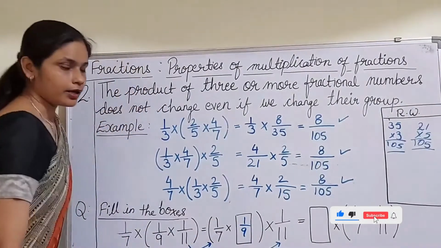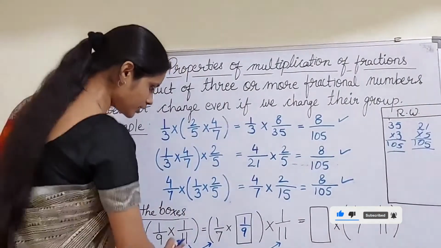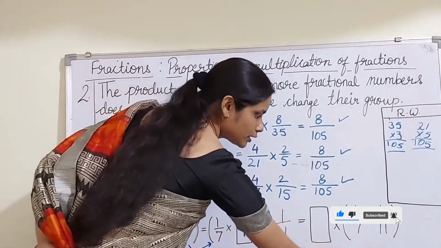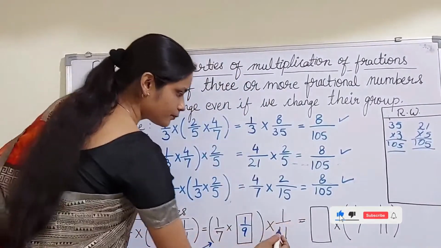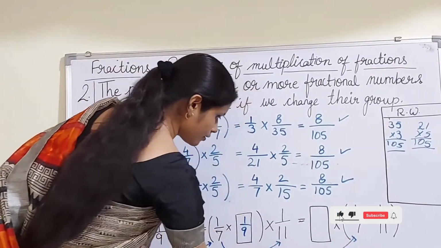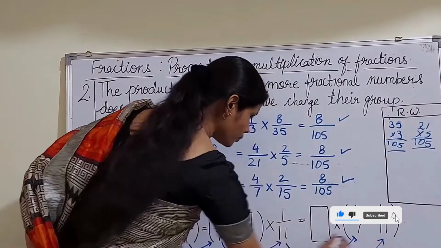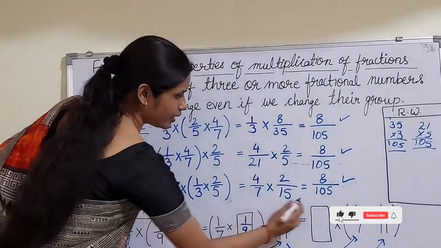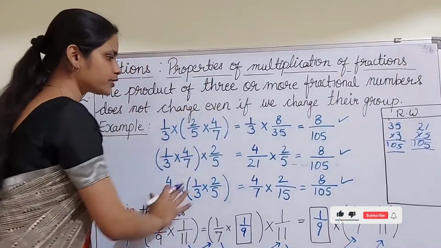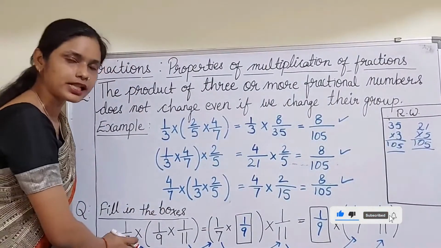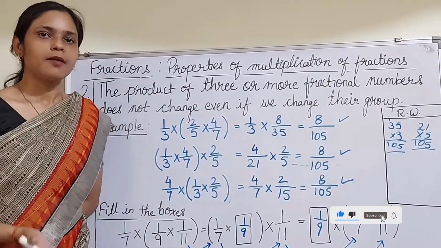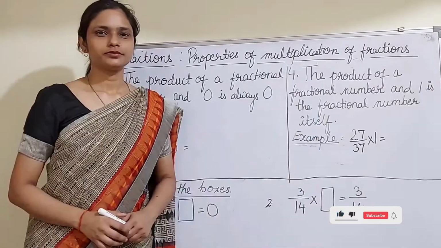Okay. Now come to the third one. Both these parts are equal and it is saying this part should also be equal to this part. So here we have 1 by 11. 1 by 7 is already here. What is missing here? Again 1 by 9 is missing here. So it should be 1 by 9. Okay. So using the second property we can solve questions like this. Now let us understand the next property of multiplication of fractions.